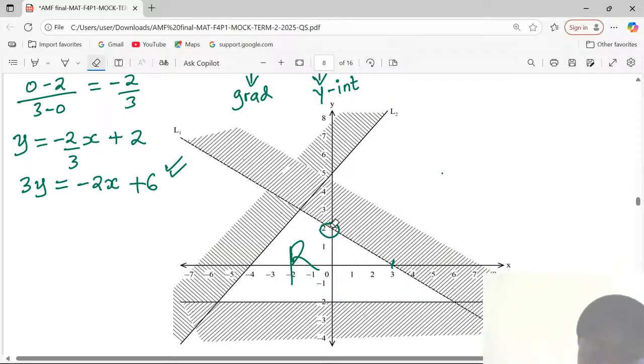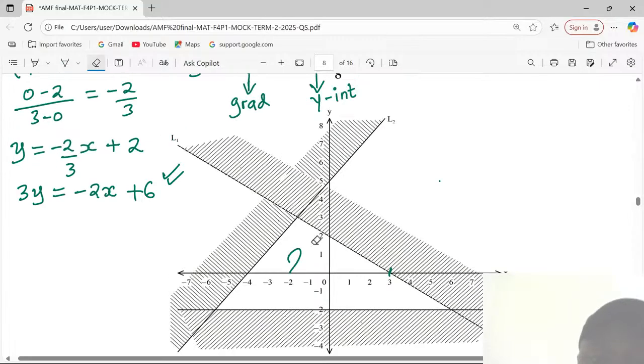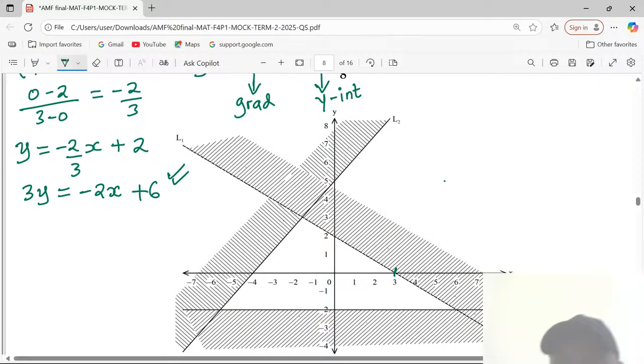Because we were not looking for an equation, we are looking for an inequality. So which inequality symbol will suit this one? We come to the required side, the required region, the region which has been satisfied. And in this region now, we are supposed to identify any coordinate. Let me identify a coordinate in this region.